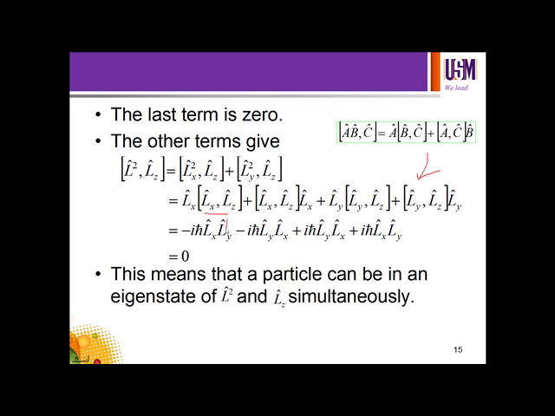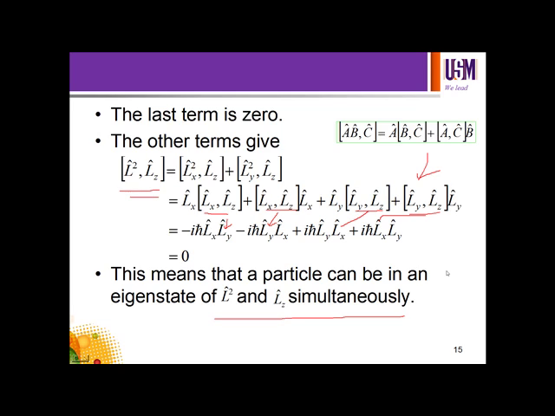This one is equal to Ly. This one equal to Ly, Lx, yes. And the commutator of Ly and Lz will give you Lx. And finally, it's equal to 0. So you can see that the commutator of L squared with Lz is equal to 0. This means that a particle can be an eigenstate of L squared and Lz simultaneously at the same time.